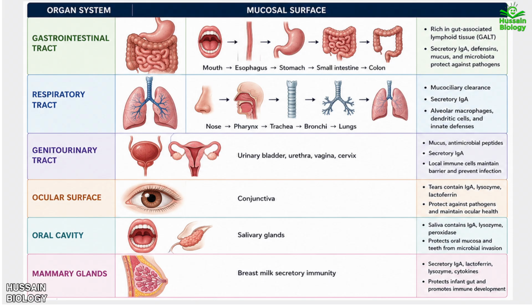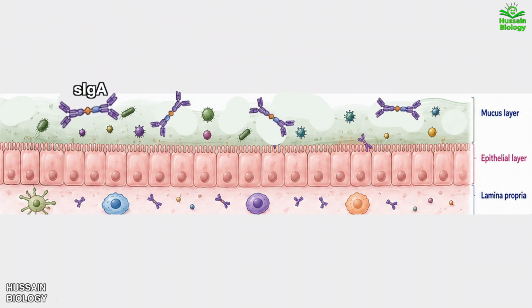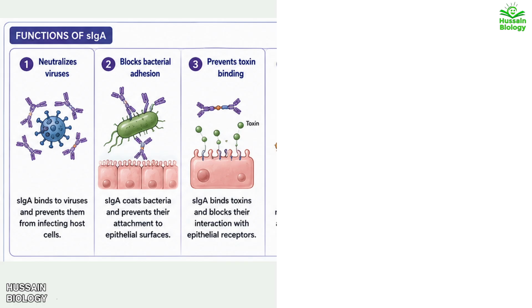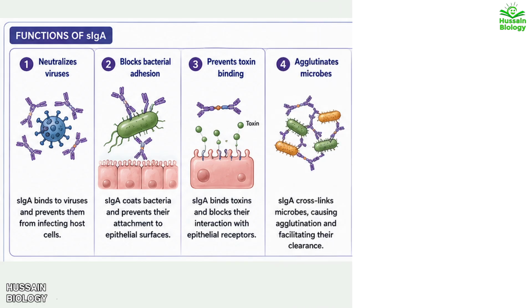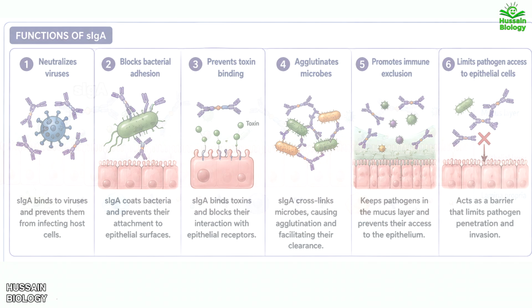Furthermore, when we talk about antibodies, among all the antibodies present in the body, the signature antibody of mucosal immunity is secretory IgA, or simply sIgA. It is the predominant immunoglobulin found at mucosal surfaces, as shown in the diagram, and it provides protection without provoking excessive inflammation. We see secretory IgA performs several important functions. It neutralizes viruses, blocks bacterial adhesion to the epithelial cells, prevents toxin binding, agglutinates microorganisms to facilitate their removal, promotes immune exclusion, and limits pathogen access to epithelial surfaces.